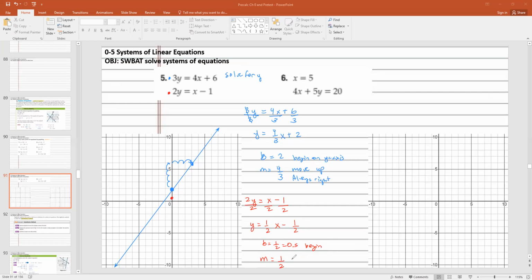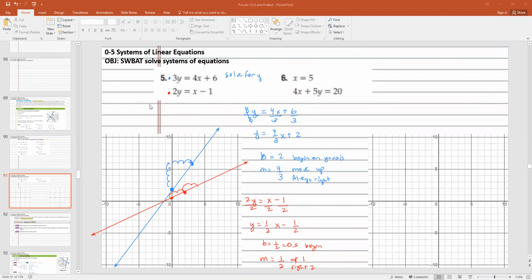And then you're going to go up 1, right 2. So up 1, right 2. 1, 2. So right there. All right. And you can keep going also. Up 1, right 2. 1, 2. Okay, so notice how we always go to that 0.5 whenever we go up 1. Okay, so let's graph that line. Let's extend it, and there we go.